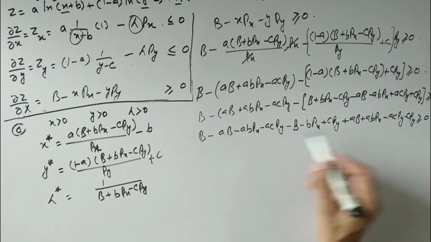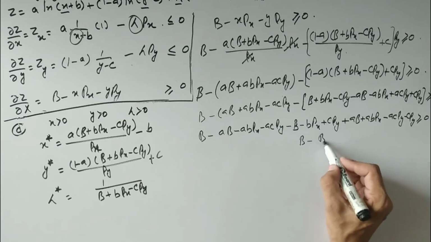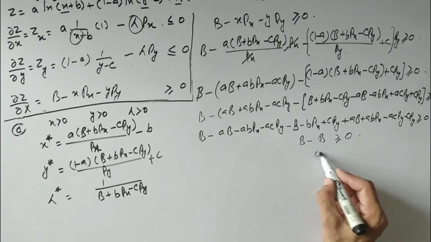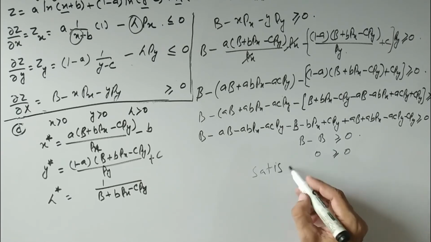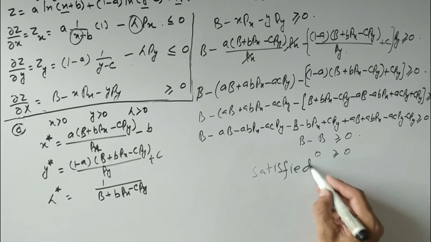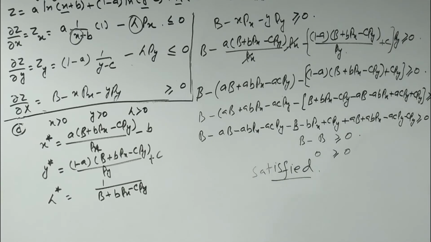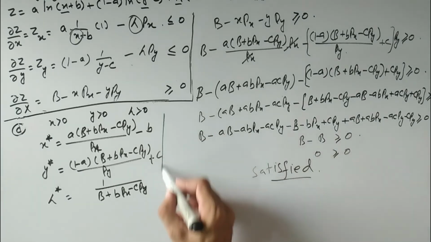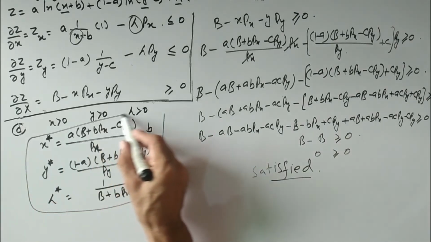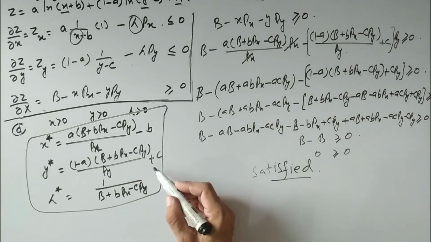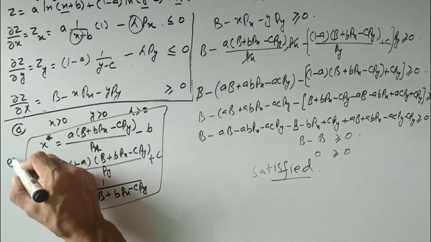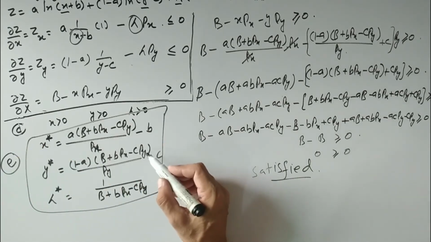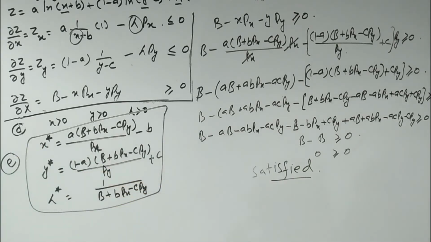0. So all will be cancelled out, B minus B is greater than or equal to 0, so 0 greater than or equal to 0, the condition is also satisfied. So all these conditions are satisfied. So these will be the optimal solution which he asked in part E. That is the optimal solution: X star, Y star and lambda star.